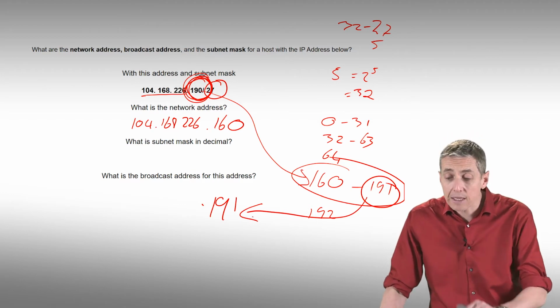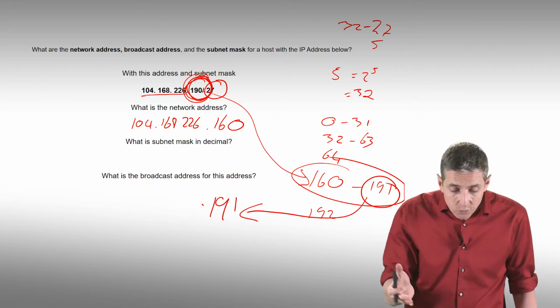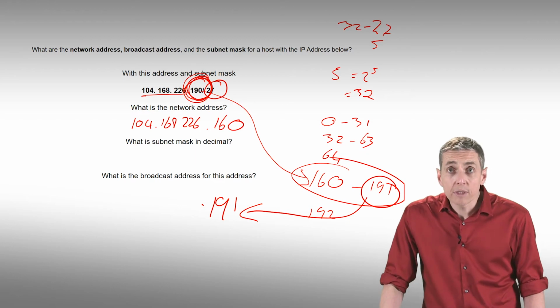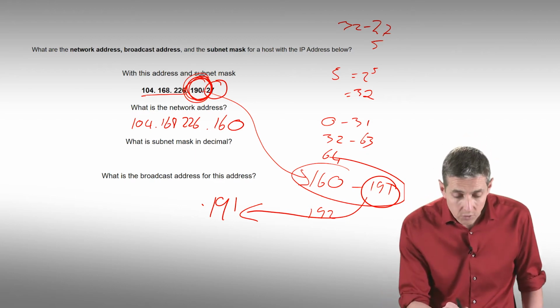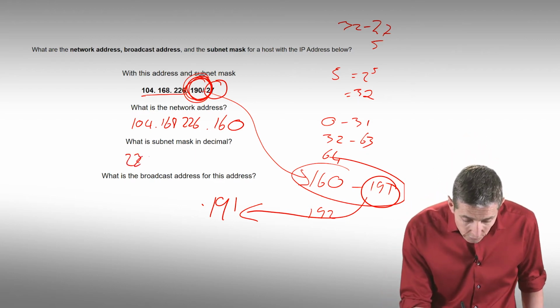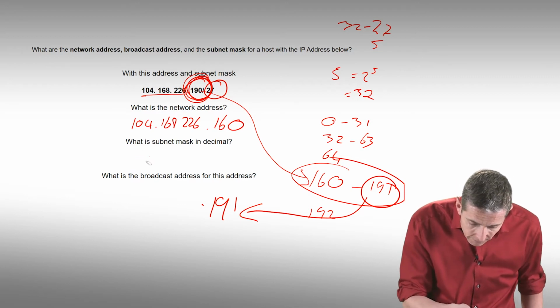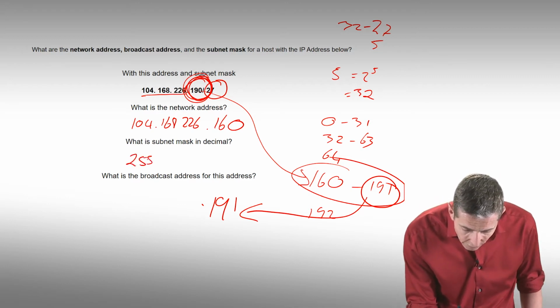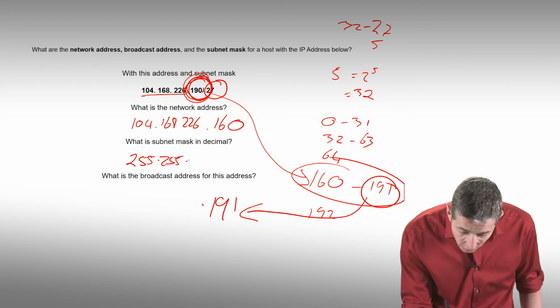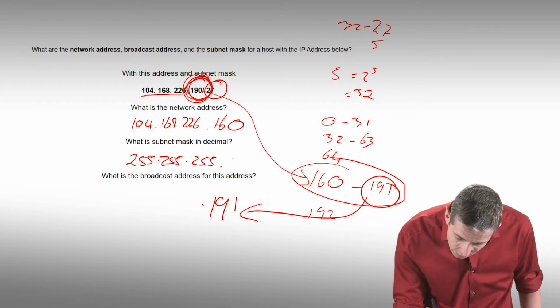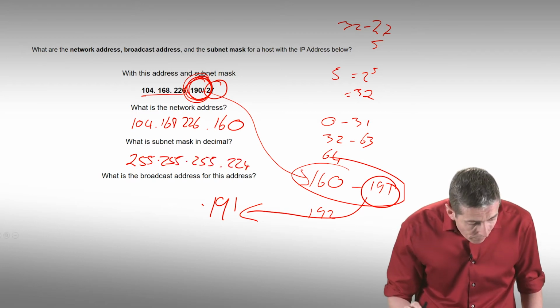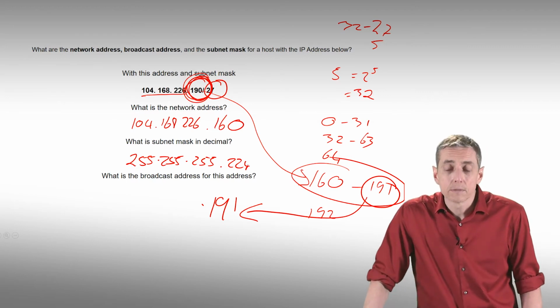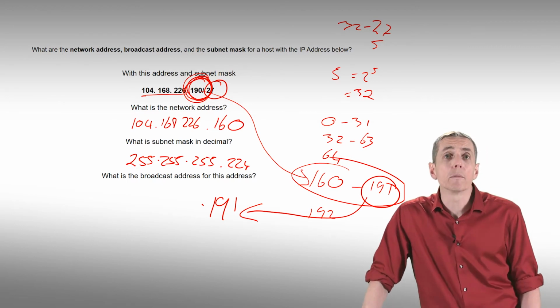Okay? And then the last one is, remember, we've done a /27. So a /27 is probably a .224. So we're going to go 255.255.255.224, I'm hoping. Okay? That's all I've got to do. That's the simple one with that.